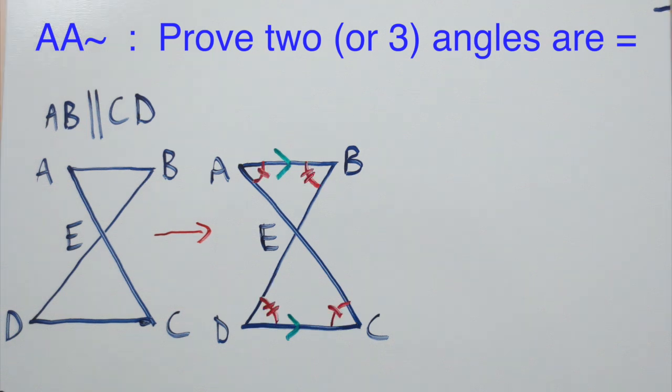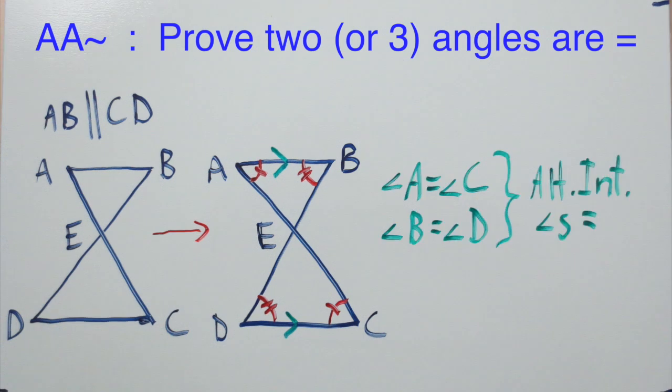Let's go ahead and mark them first. So those angles, you might remember, are called alternate interior angles. So now we can go ahead and write out what we've got so far. We've got angle A is equal to angle C, angle B is equal to angle D, and the reason is alternate interior angles are equal.